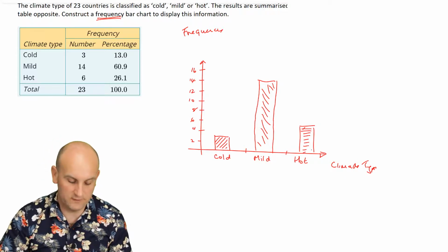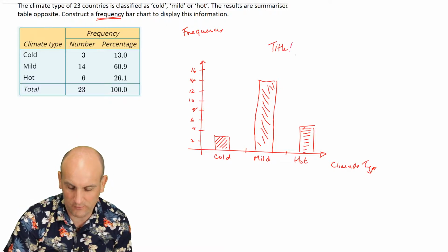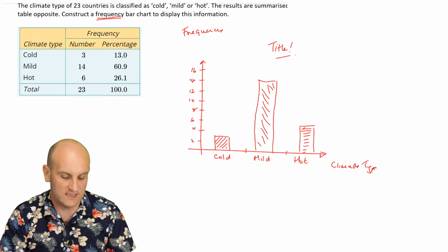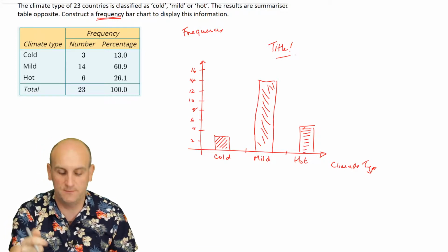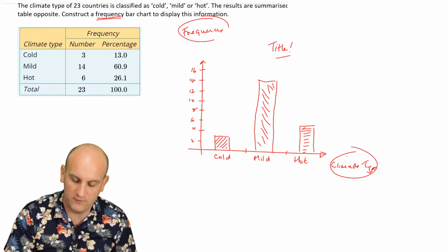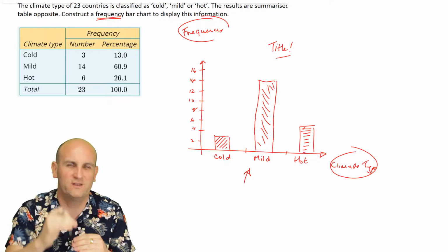Do I have all my important information? Well, the title, we'd need to write a title. What title could we put? Well, we could say: frequency bar chart to show climate type. Beautiful. We've got my axes labeled. Thank you very much. I've got my categories there. I've got gaps between the bars. My bars are the same height.